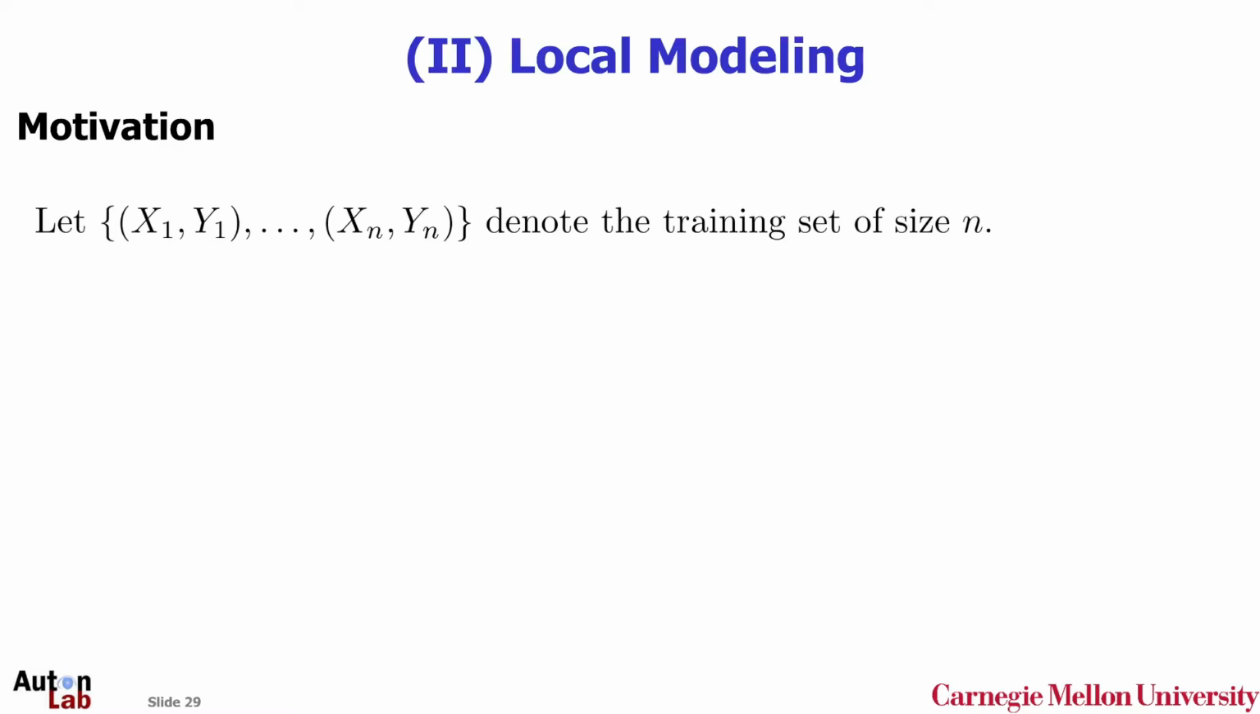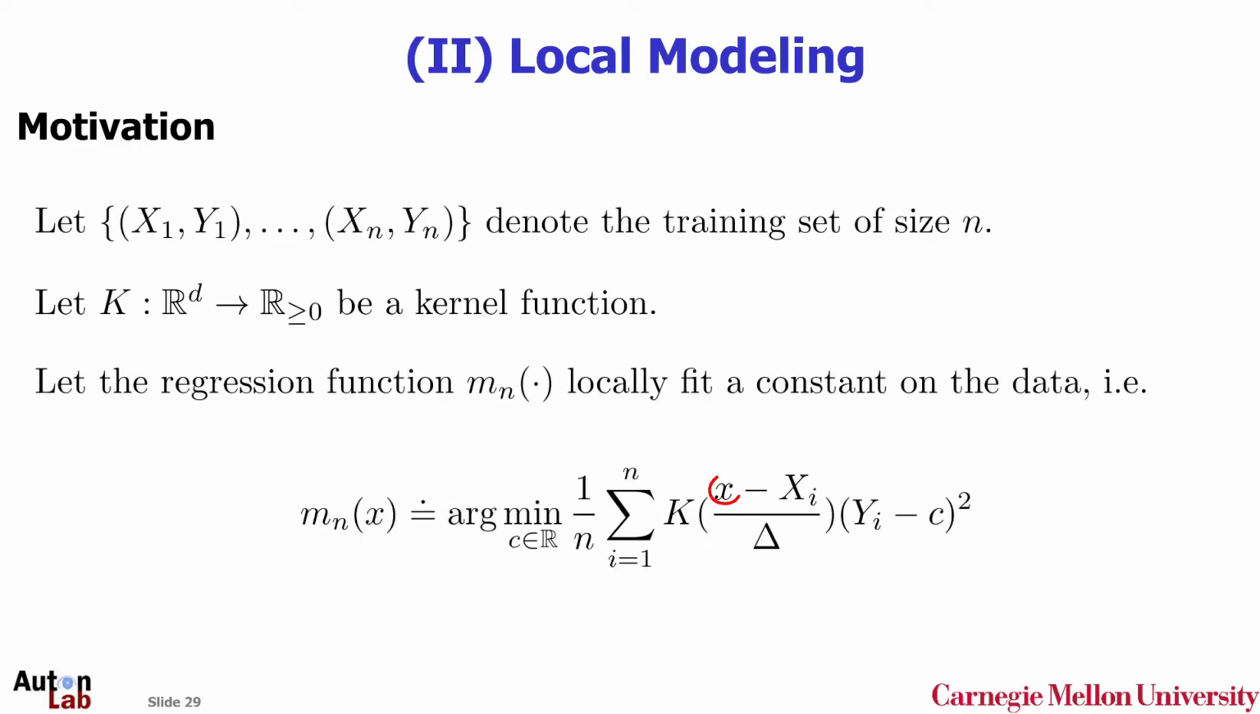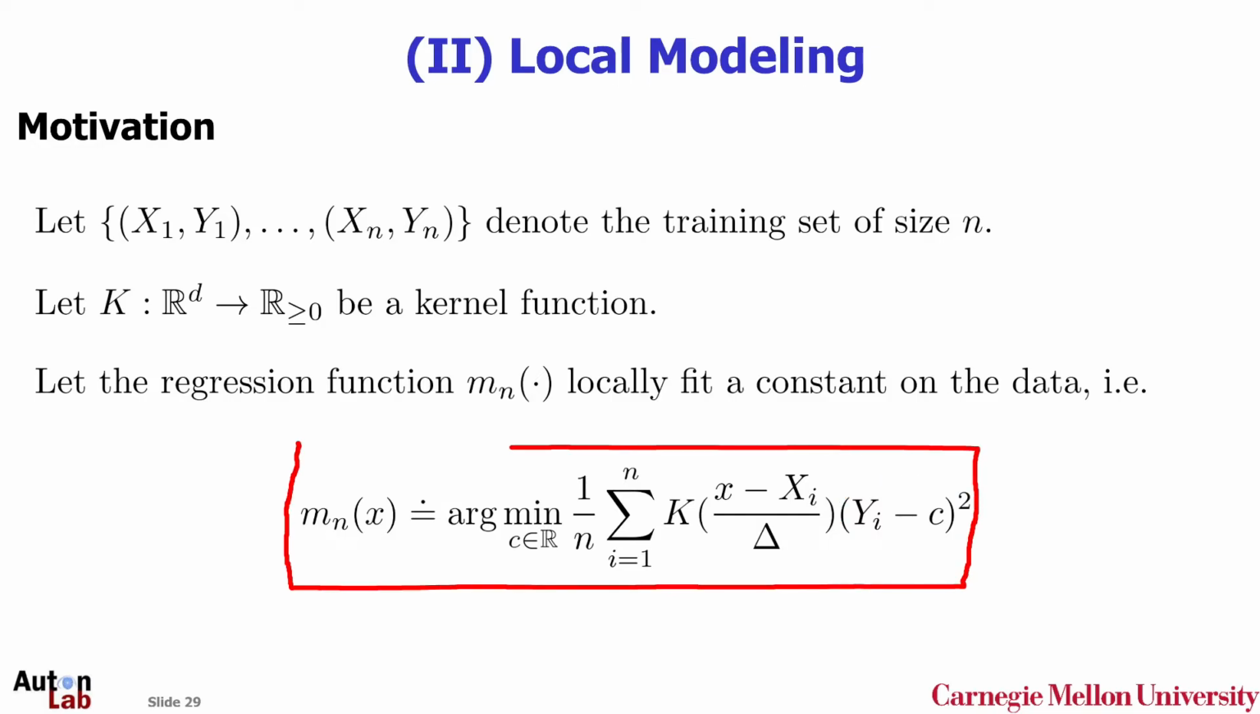The next regression method I would like to discuss with you is called local modeling. Let (x1, y1), (x2, y2), and so on, (xn, yn) denote our training set of size n. Let k be an arbitrary kernel function. Given a test point x and a bandwidth parameter delta, this kernel function defines a weight k of (x minus xi) divided by delta for each xi. Using these weights, let's try to fit a constant c locally to the training data. That is, let's try to find a solution of this locally weighted least squares constant regression problem.